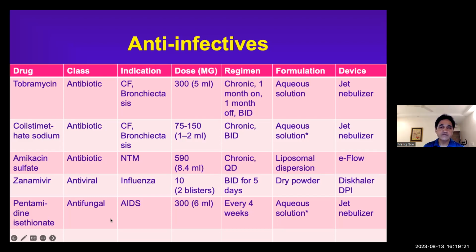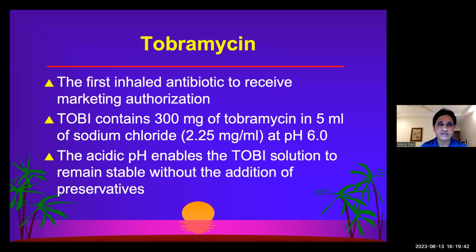Pentamidine is an antifungal which is used especially for the treatment of Pneumocystis jirovecii, right? And it is again given through a jet nebulizer. So various effective anti-infective drugs are available, and if we use them appropriately, then we possibly have a game changer in the management of these cases.